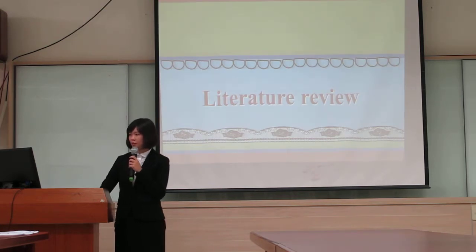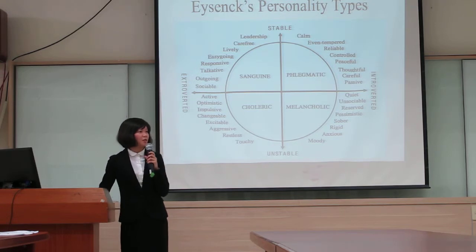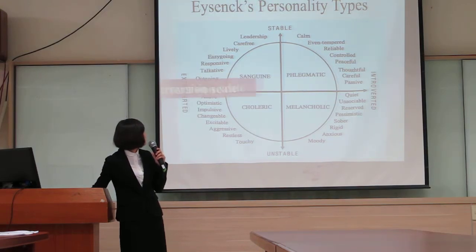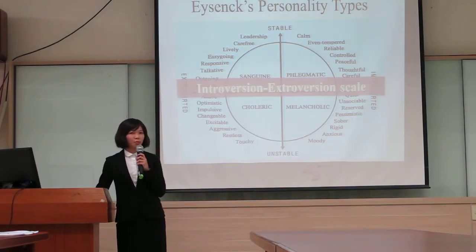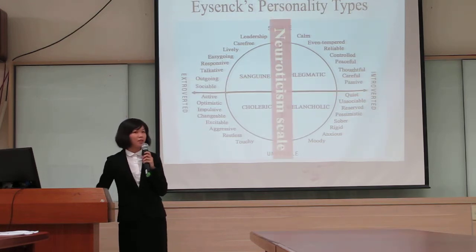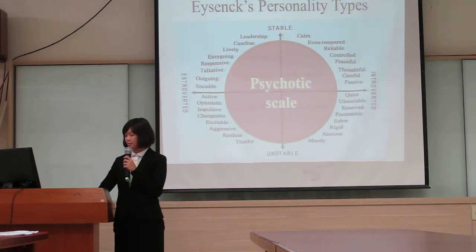And literature review. This is the picture of accents personality types. As you can see, it can be divided into 3 parts. First, introversion, extroversion scale, and neuroticism scale, and the third one, psychotic scale.